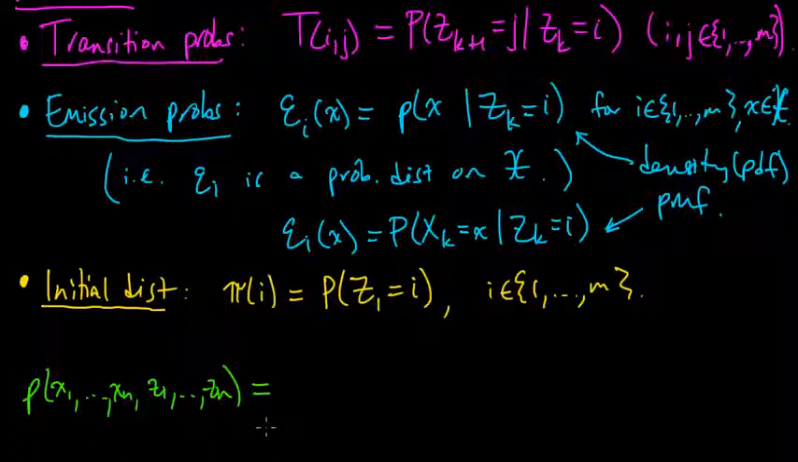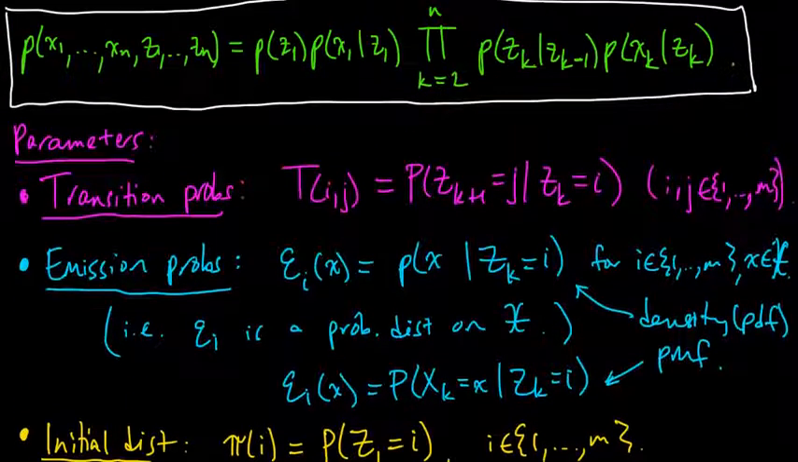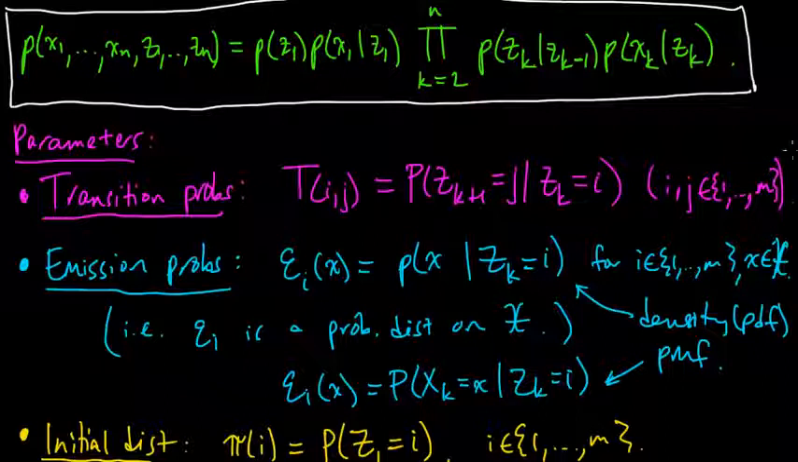Actually, I'm running out of time here, so let me stop there. We'll write out the joint distribution in terms of these parameters just to make sure you understand what these are saying. And then I'll give you a couple of remarks about choosing these distributions, or common choices for these distributions. Okay, see you soon.